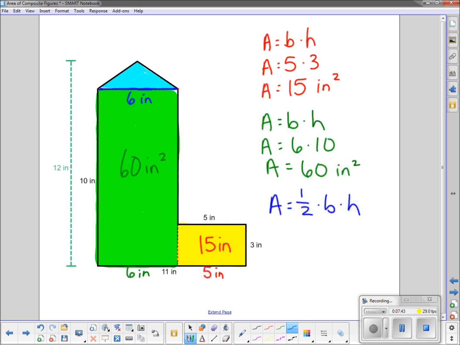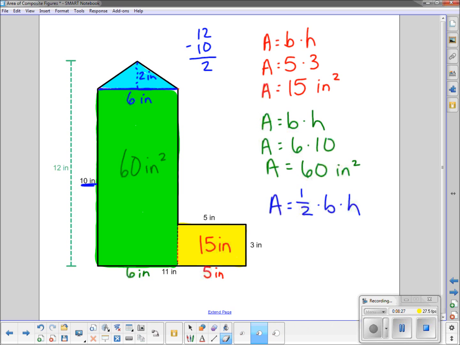Now I need to find the height of this triangle. And this is going to be the tricky part, but what I'll need to use is this green line that spans the entire height of this polygon, which says that the entire polygon is 12 inches tall. Now I see this 10-inch measurement, which only stands for the green rectangle. That's the height of the green rectangle. So I will need to subtract the green rectangle's height from the total height, which is 12 inches. So I'll say 12 minus 10 means that the height of the blue triangle is 2 inches.